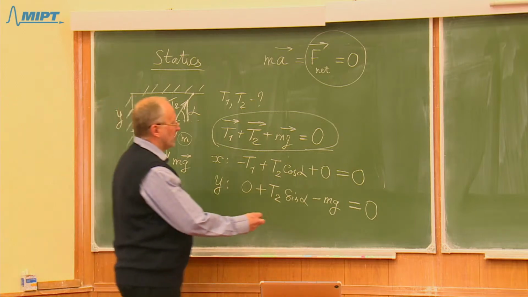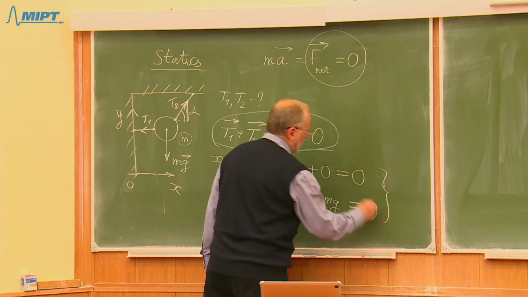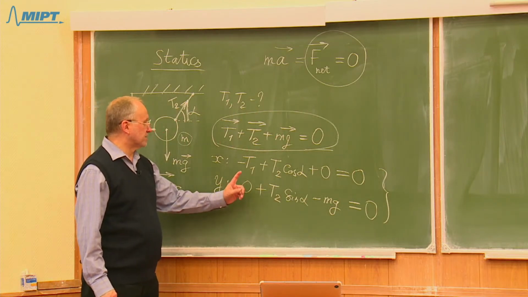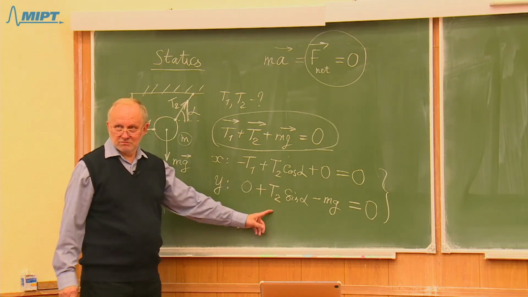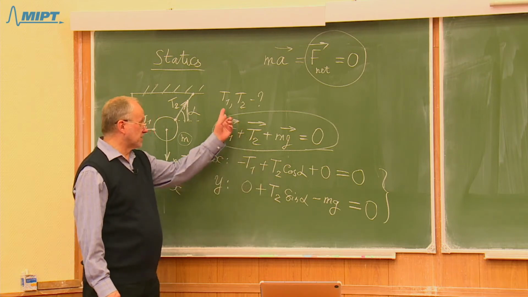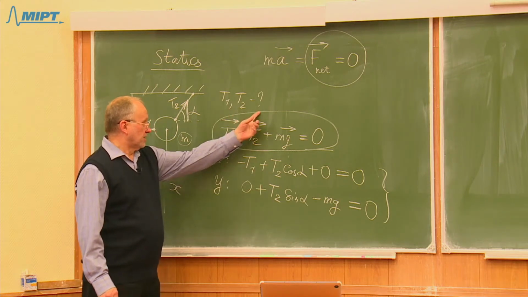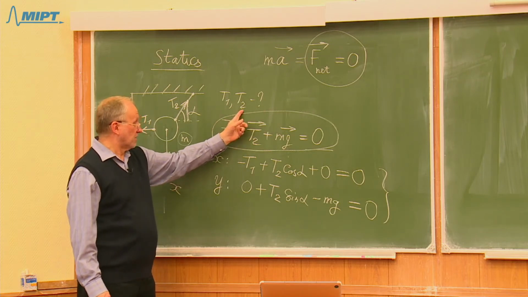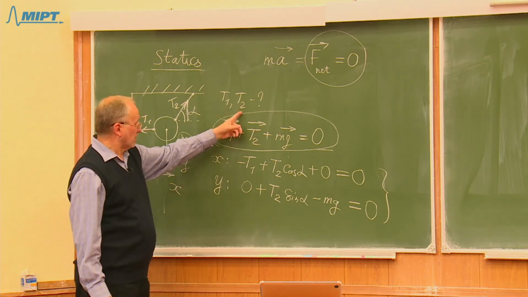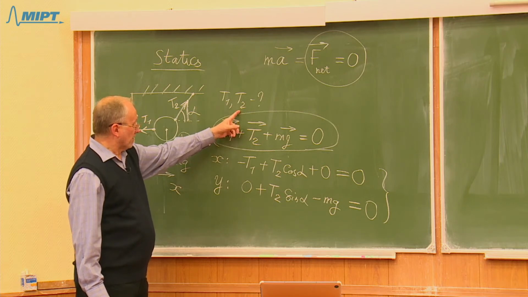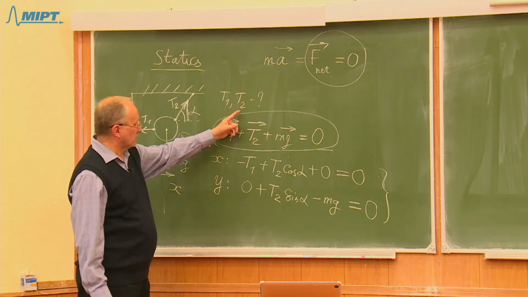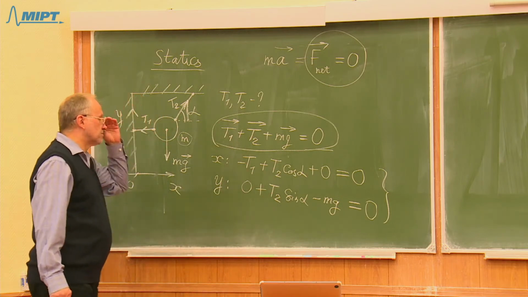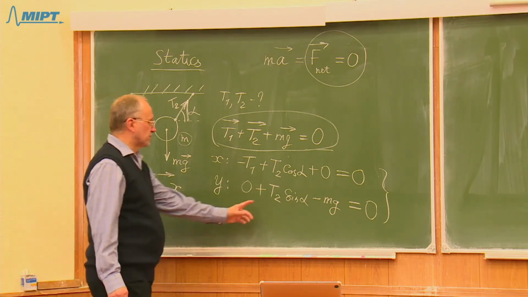Now, from these two equations, we have two equations to find two unknown quantities, T1 and T2. We have two unknown quantities which are required in this problem. We must find these two unknown quantities, T1 and T2. And we have two equations to determine these two quantities. Well, the solution is very simple.